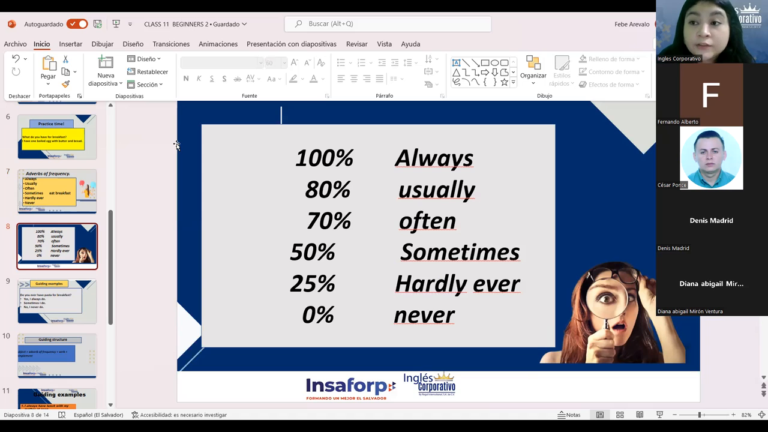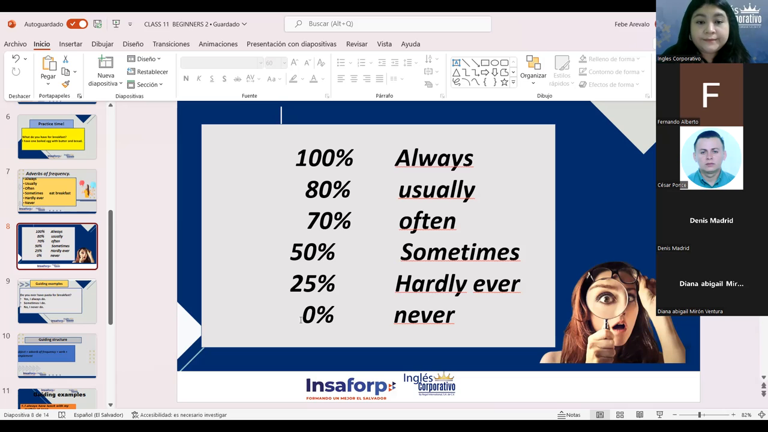100 percent, yo no digo porcent, digo percent, P-E-R, percent. 100%, always. 80%, usually. 70%, often. 50%, sometimes. 25%, hardly ever. 0%, never. Vamos de from the bottom to the top, de abajo para arriba.